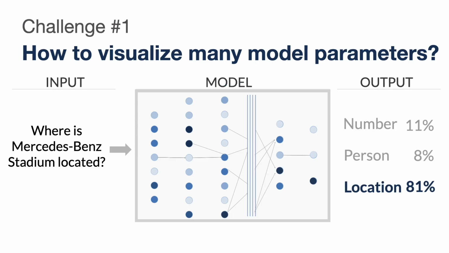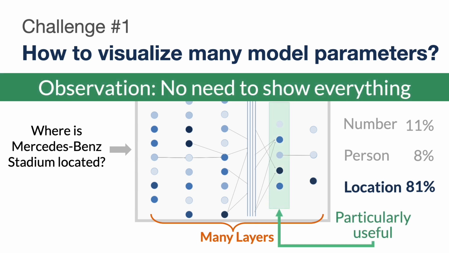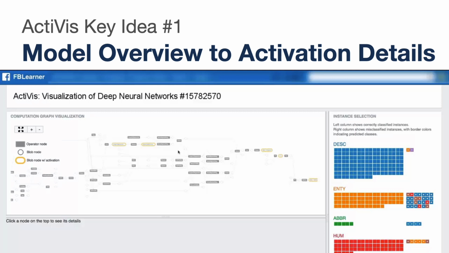So what are the particular challenges that we deal with in Activis? There are three primary challenges. I'll go through each of them and present the solution that Activis came up with. Challenge number one was that the models often have a lot of parameters, so visualizing every single one of them is probably not ideal. Our main observation is that even though there may be a lot of layers in a deep learning model, not everything is equally important. So we can show the ones that are particularly useful, for example, a particular layer that's more important, and we focus on that.